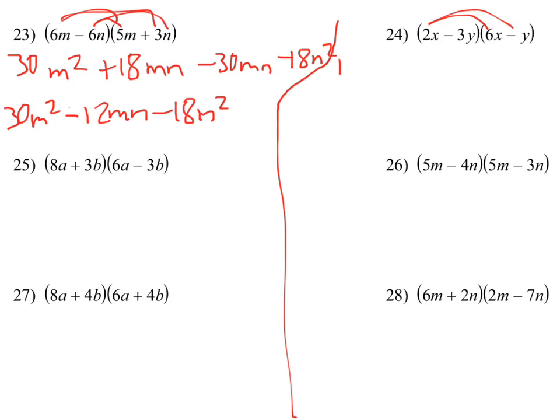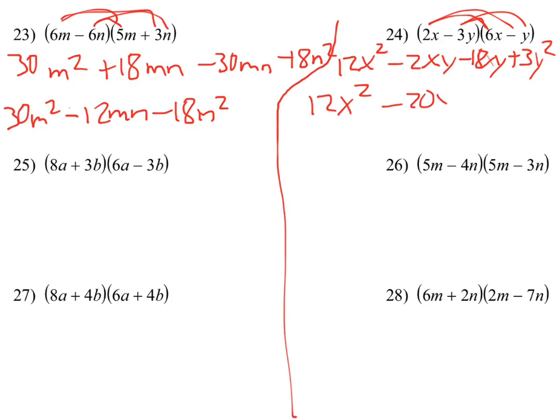2x times 6x is going to be 12x squared, and negative 2xy, negative 3y times both of those give me negative 18xy, and then positive 3y squared. Combine the like terms, you'll get 12x squared minus 20xy, and plus 3y squared.